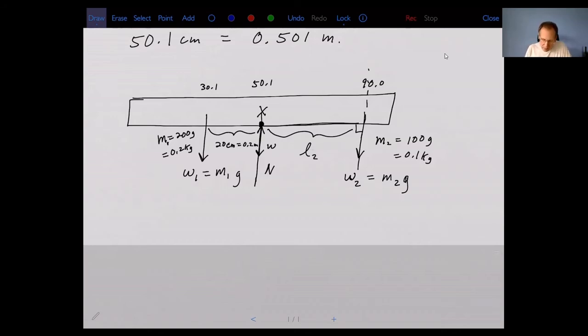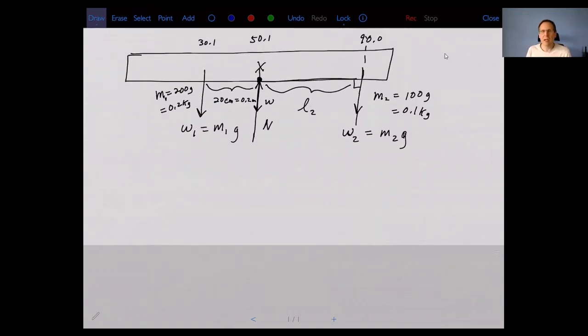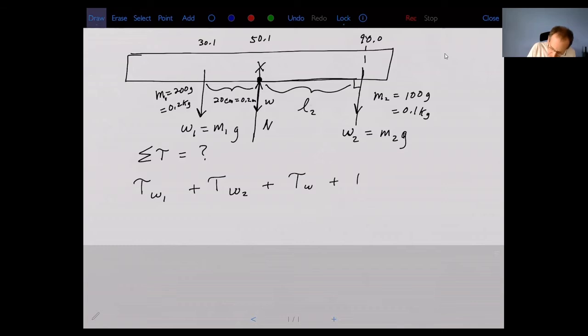So what I want to do now is calculate the torque due to each of those forces, and add up all the torques. Basically I'm doing the sum of the torques, and I want to see what I get. This is what I mean by trying to verify the second condition for equilibrium. So I have a torque due to weight 1, a torque due to weight 2, a torque due to the weight of the meter stick, and a torque due to the normal force. I have 4 forces, so 4 torques, and I want to see what I get.